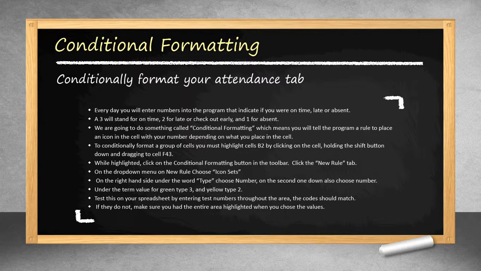On the right-hand side, under the word Type, choose Number. On the second one, also choose Number. Under the term Value for green, type 3, and yellow, type 2. Test this on your spreadsheet by entering test numbers throughout the area the code should match. If they do not, make sure you had the entire area highlighted when you chose the values.